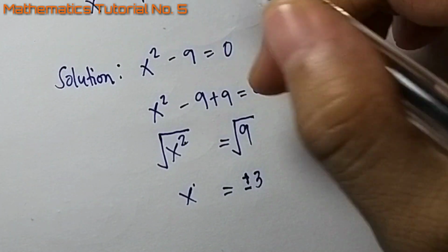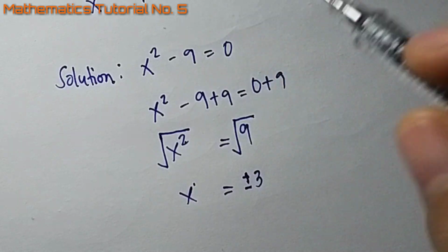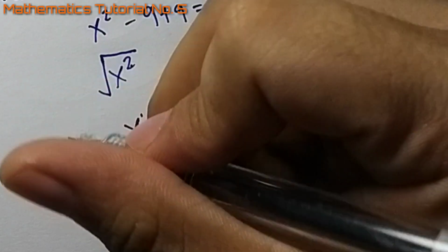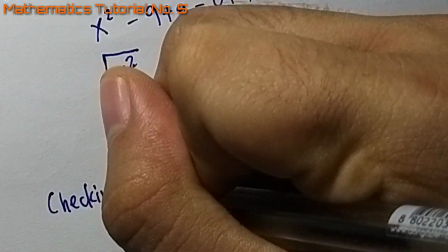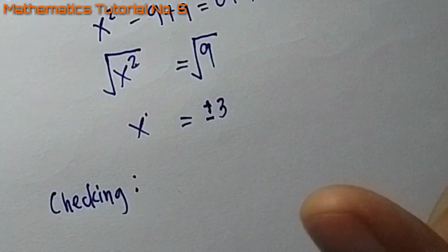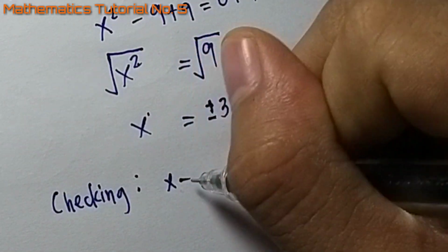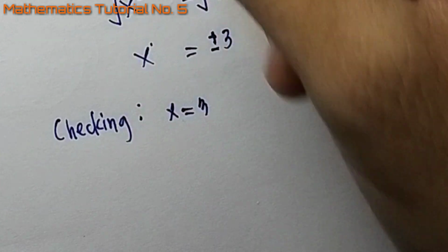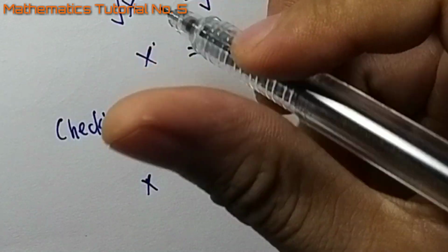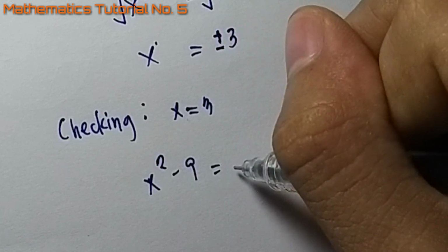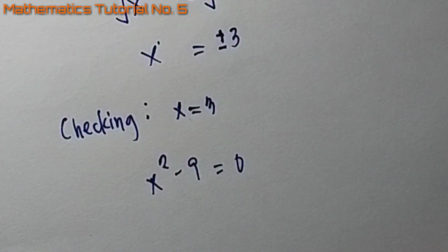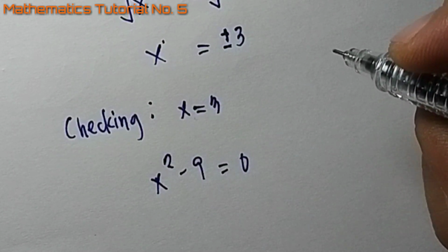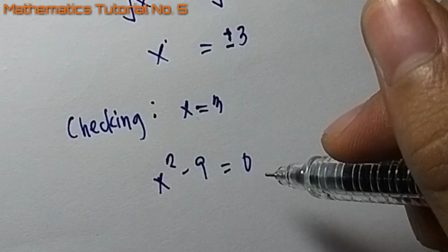Mao ni atong solution sa atong x squared minus 9 is equal to 0. It could be positive 3 and it could be negative 3. Makita man na nato pag checking karon, so atong i-check kung insakto ba ang atong answer nga positive 3 ug negative 3. So let us see diri, testing sa x nato nga positive 3. So atong i-check, so unsaon pag-check, balik ta sa given nato nga x squared minus 9 is equal to 0. Kung mo-true ni karon atong statement, mo-equal gyud sa 0 ang x squared minus 9, so pasabot check ang atong solution nga positive 3.